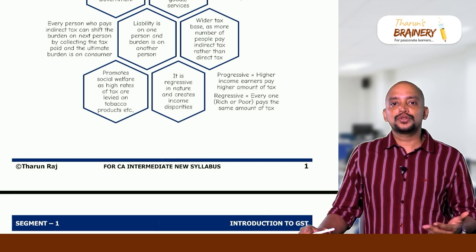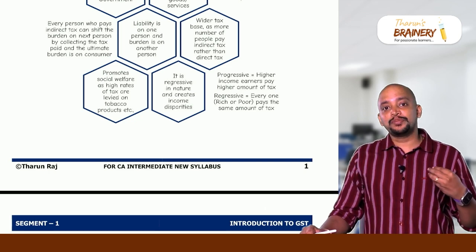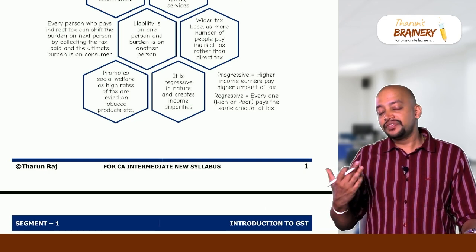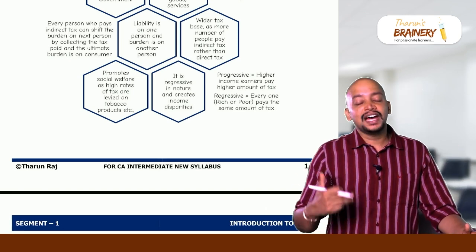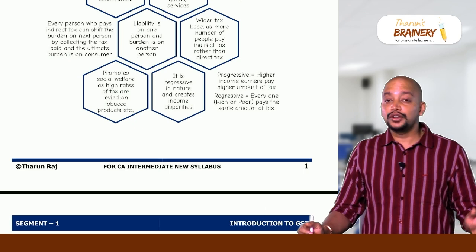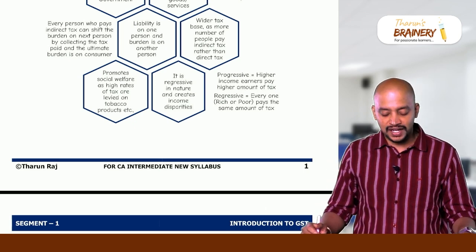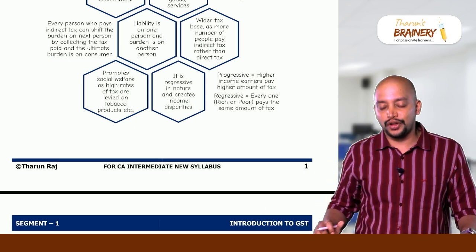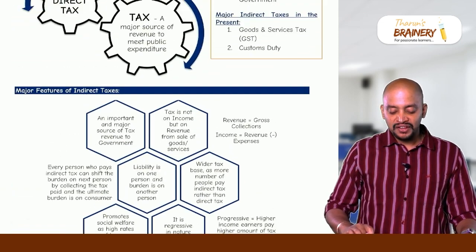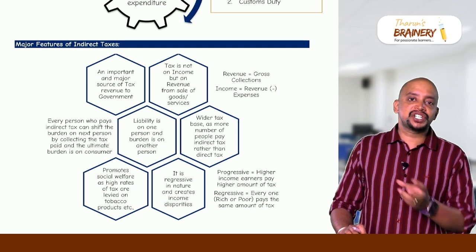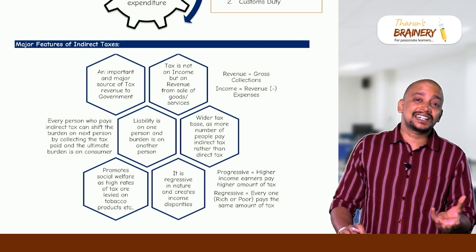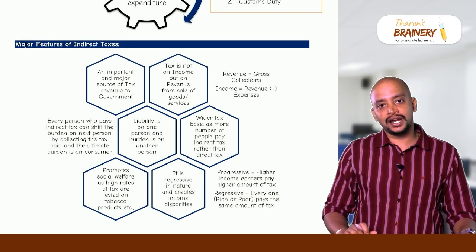So who is today bothered about the price of the tobacco and all? Definitely if the price increases also because of taxes, they will not mind and they will definitely consume. But I don't know how it will create social welfare and all, but that is also one of the points. So that is with respect to major features of indirect taxes. Even if you get a question, distinguish between direct tax and indirect tax, you can write this.